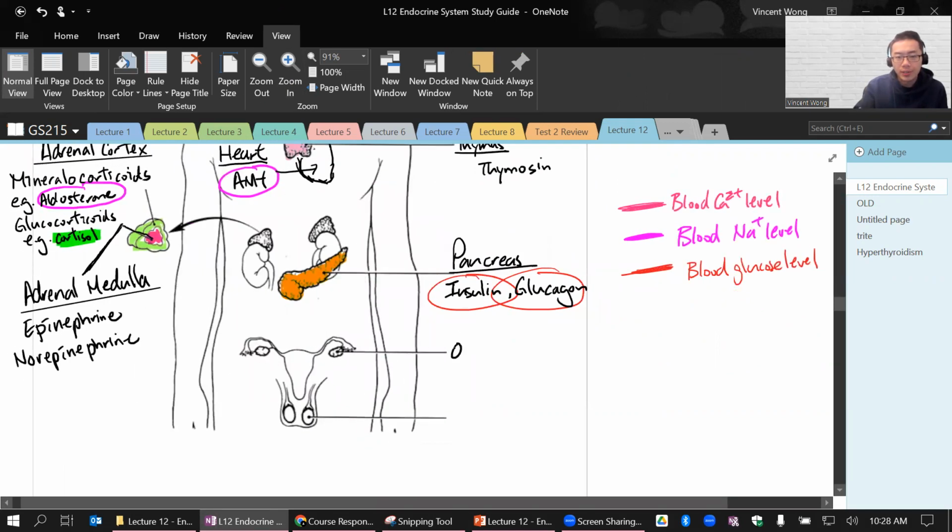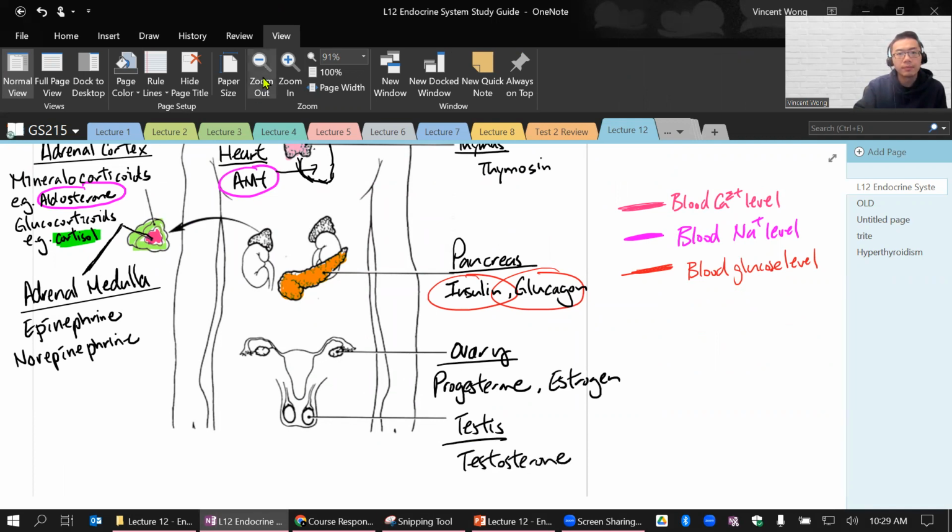Okay, ovaries. Ovary, I guess, single one here. We have the progesterone from the corpus luteum, estrogen from the developing follicle. And the testis here will produce the testosterone, right?